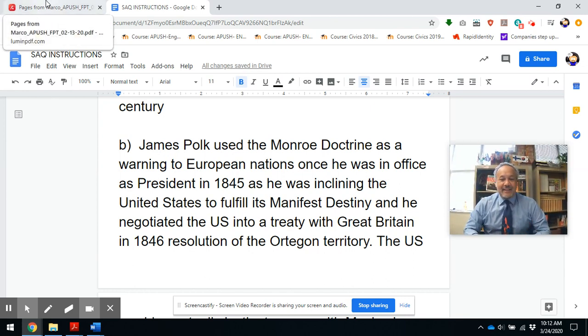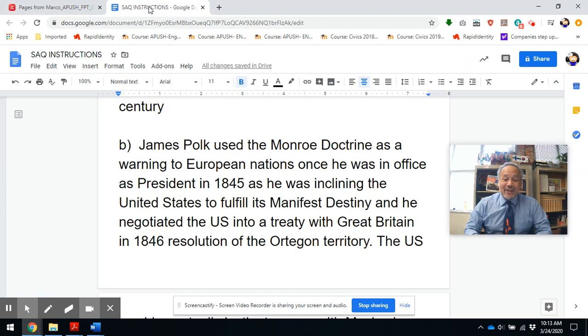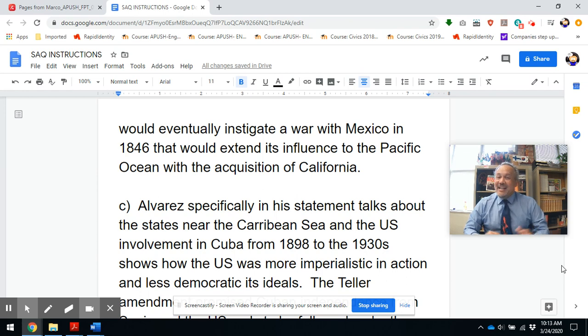All right, just kick the camera again. So briefly explain how one specific historical event, and again, you get this 1800 to 1848 range here. You see, that range right there is not explicitly mentioned in the excerpts. Could be used to support Alvarez's argument. So I'm going to need something to show that. And as you guys saw in the sneak peek down here, it's Cuba, man. It's the Platt Amendment. It's the Teller Amendment in here.